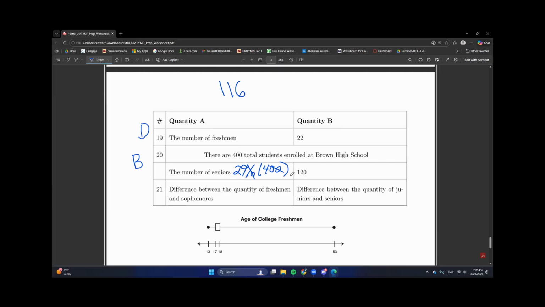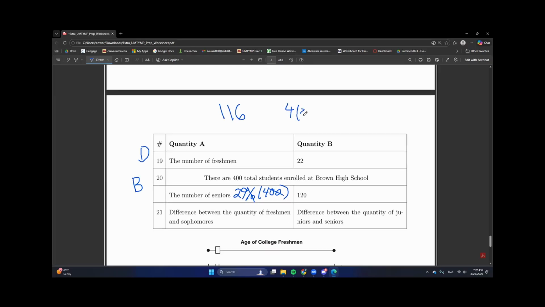A fast way to do 29 times 4 is to do 4 times 30 minus 4, right? And this is 120 minus 4, which is 116. So this is a fast way to do it. You could also notice that 120 is 4 times 30, and over here we have 4 times 29, so the answer is B. Tricks like this to do arithmetic fast will save you a lot of time.